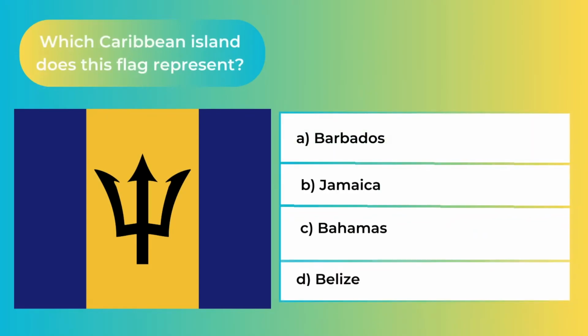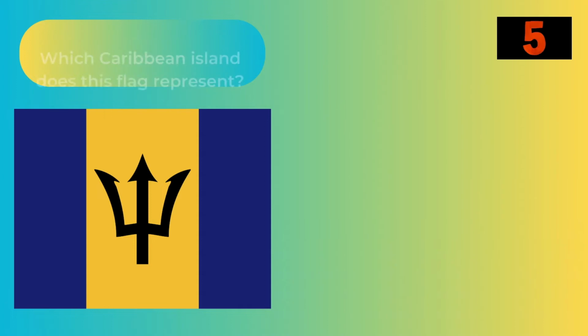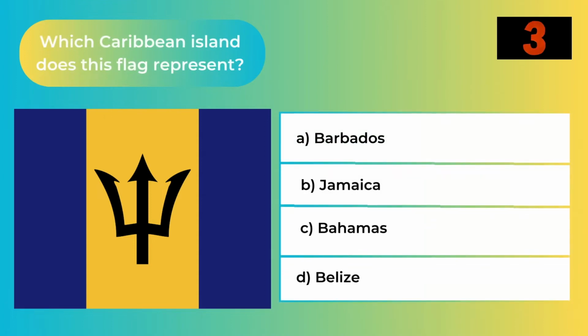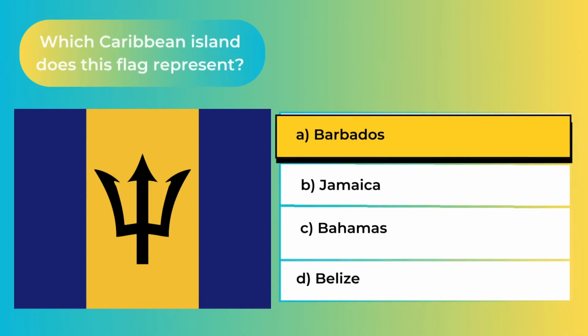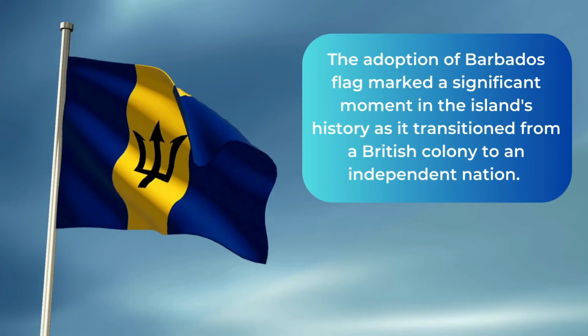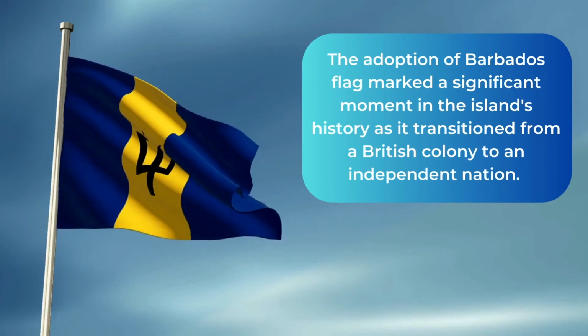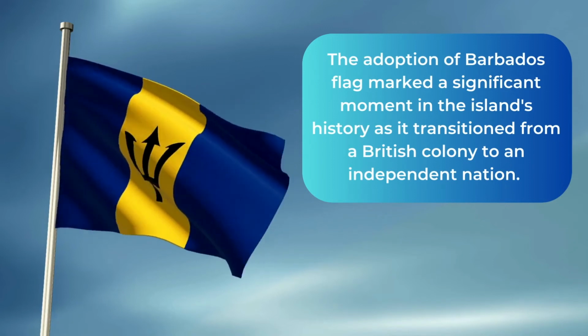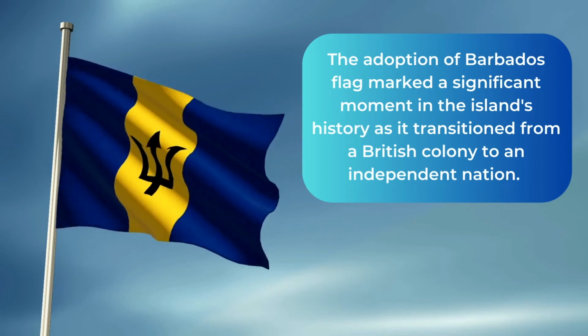Which Caribbean island does this flag represent? The answer is A, Barbados. The adoption of Barbados' flag marked a significant moment in the island's history as it transitioned from a British colony to an independent nation.